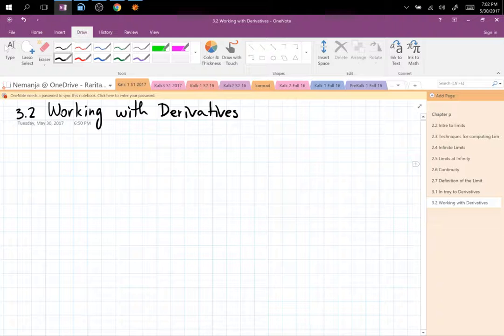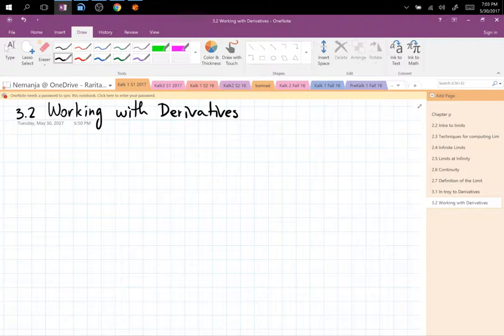Hello and welcome back to Calculus 1 section 3.2. We are talking about the relationship between the function and the derivative. We already saw that the derivative is a function itself which computes the slopes of the tangent line to the original function f of x.